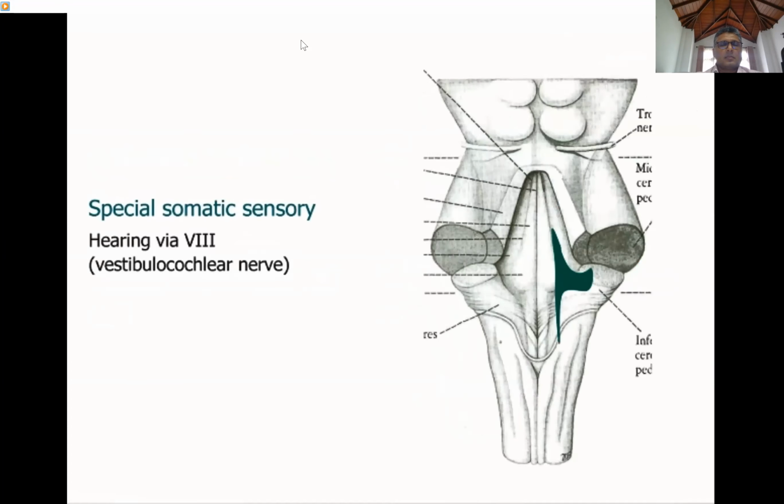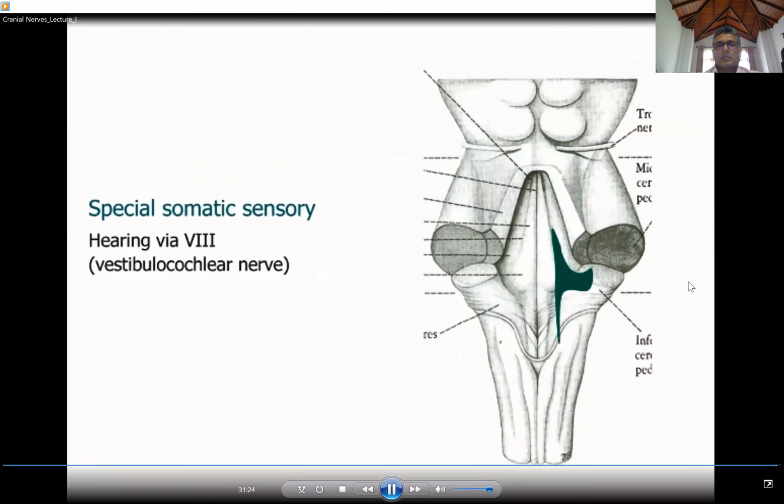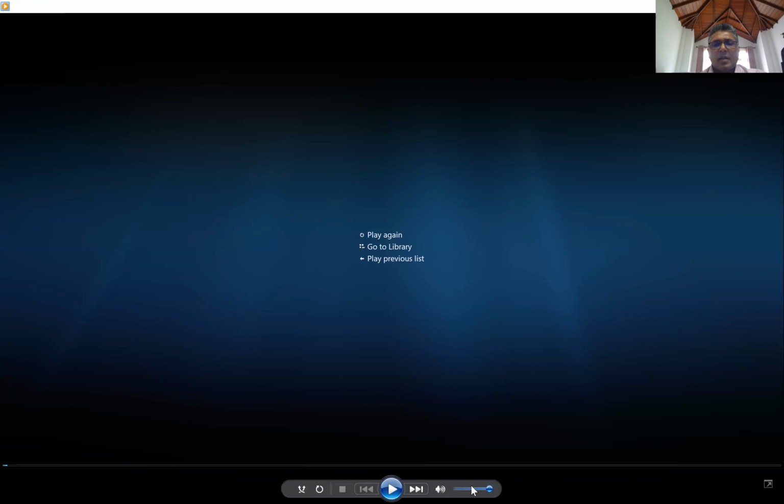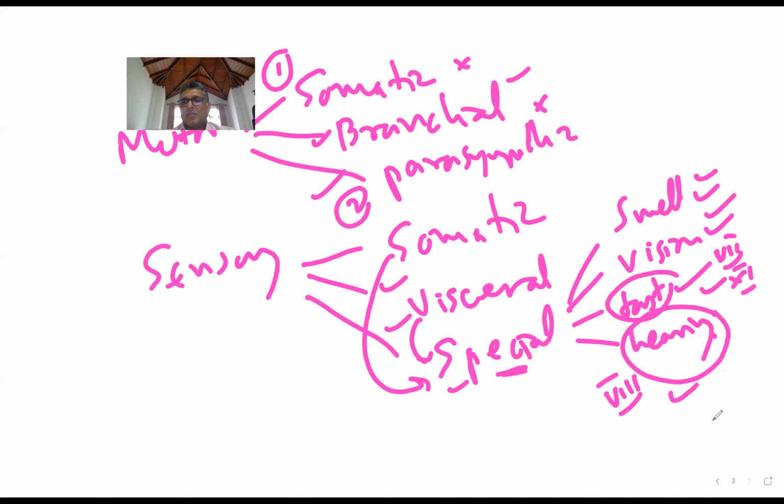Again, there is only one special somatic sensory nucleus, which is the nucleus of the vestibulocochlear nerve for hearing. I will explain something else before we finish this lecture. Now, about the nerve supply of the tongue, which is a very common question in exams.